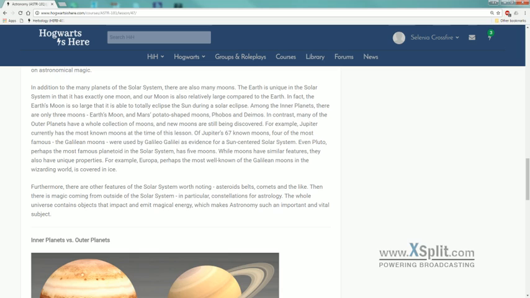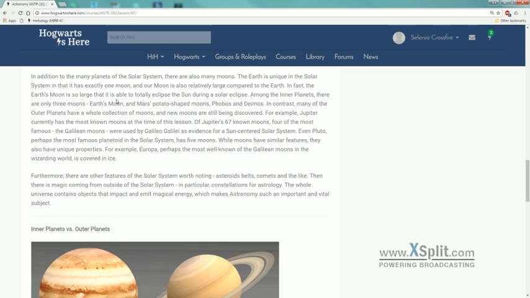And our moon is also relatively large compared to the Earth. In fact, the Earth's moon is so large that it is able to totally eclipse the Sun during a solar eclipse. Among the inner planets, there are only three moons: Earth's moon and Mars' potato-shaped moons, Phobos and Deimos.